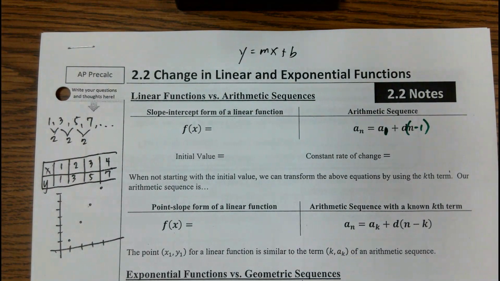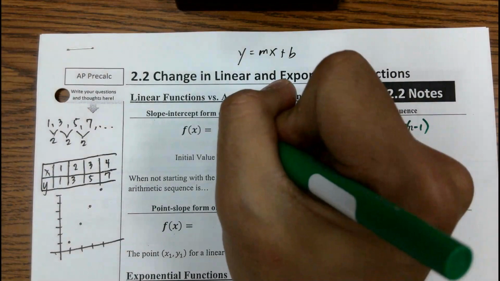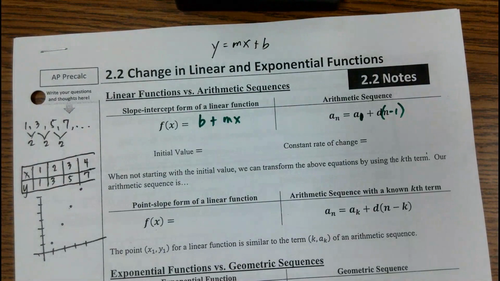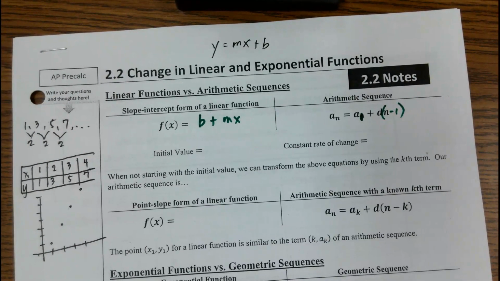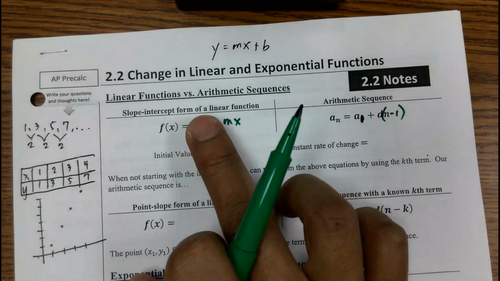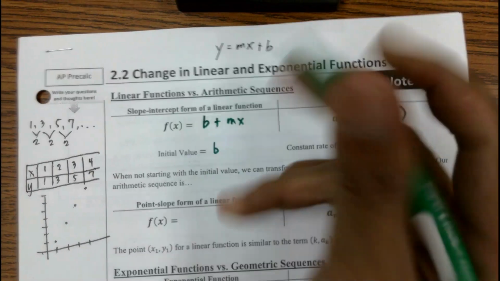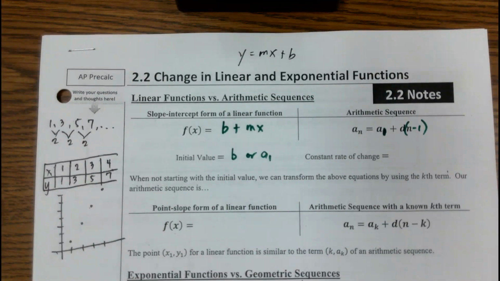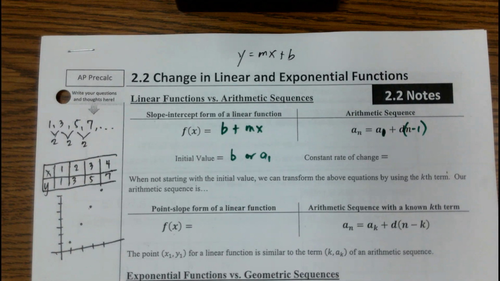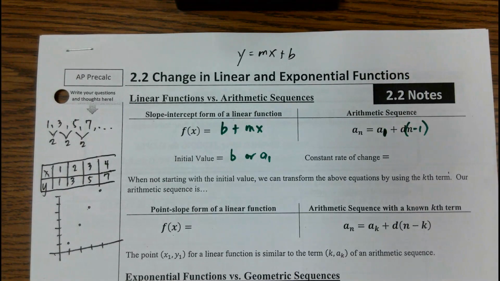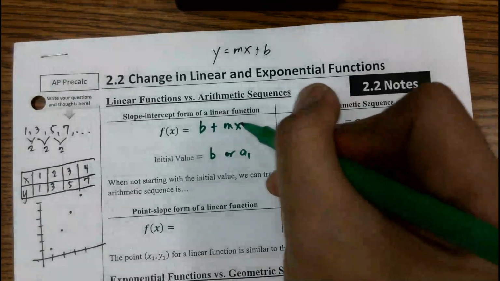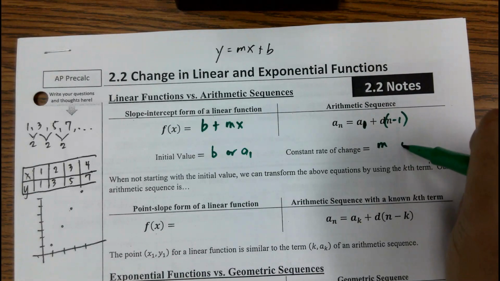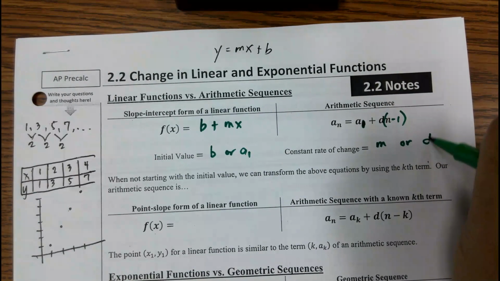But instead of me writing it like that, I want us to write it as b plus mx. Which tells us that in this function, our initial value is b, but in this equation, our initial value is a sub 1. And then here, our constant rate of change will be m, but on the other side, it's going to be d.